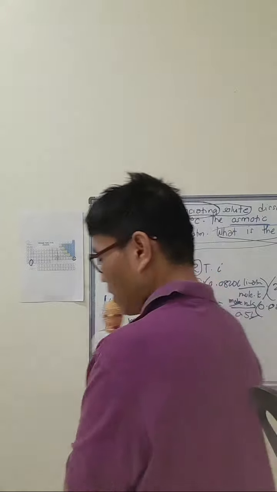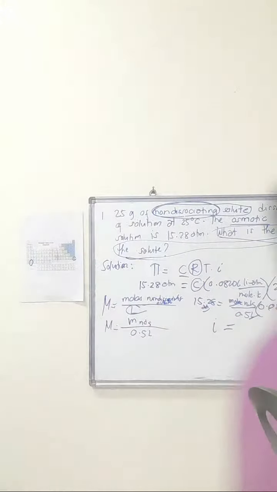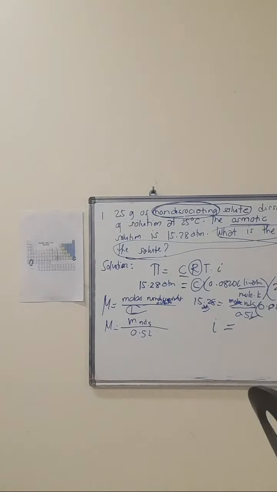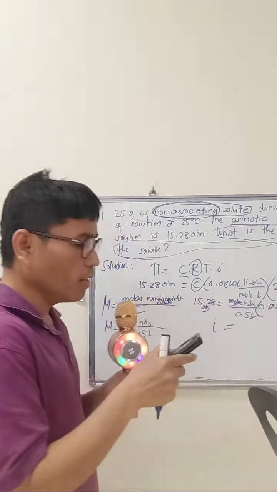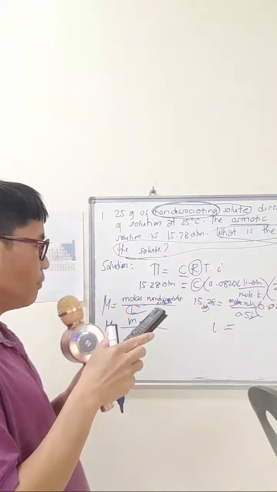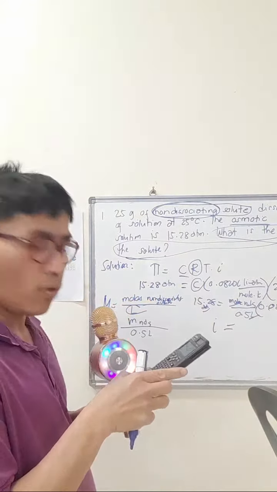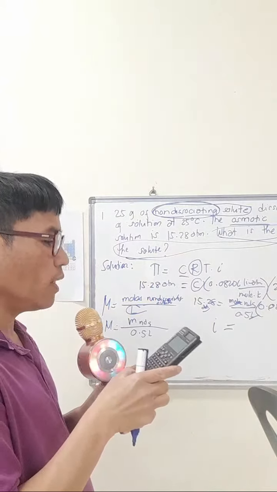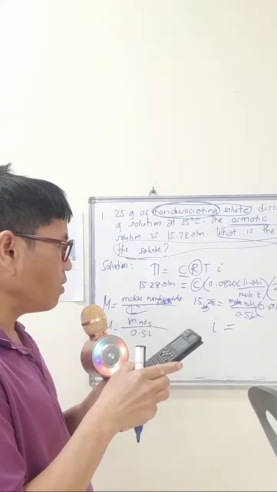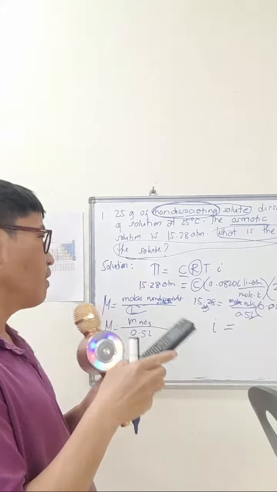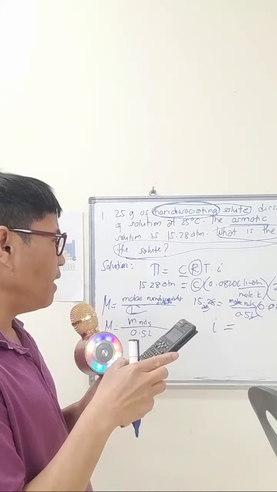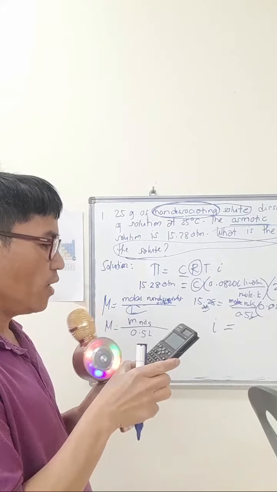Basic math. Calculator please. Okay. So it's going to be like this. So 298 times 0.08206 times... Okay, it's going to be like, okay, 0.08.